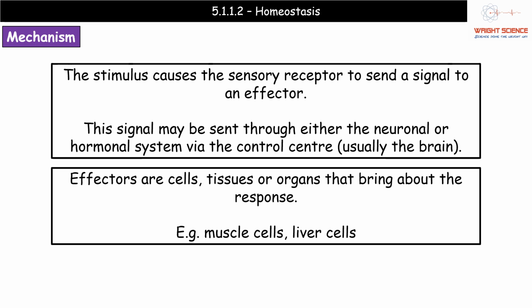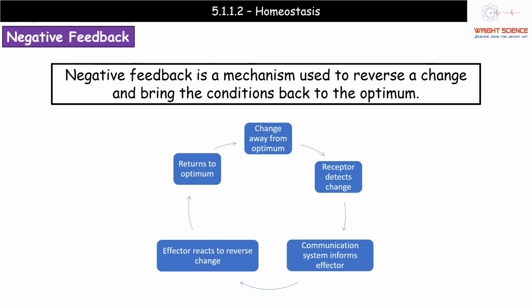When we get to those effectors then, these are going to be the cells, tissues or organs that bring about that response. And typically, if we're talking about some kind of response that requires movement, that would be muscles. If we're talking about something that we're going to see in more detail, like our blood glucose concentration, that could very well involve our liver cells, for example.